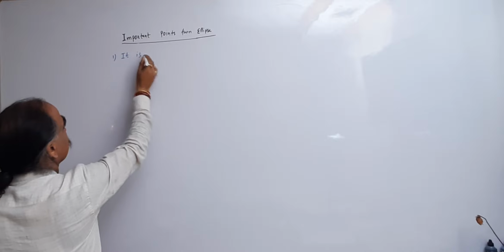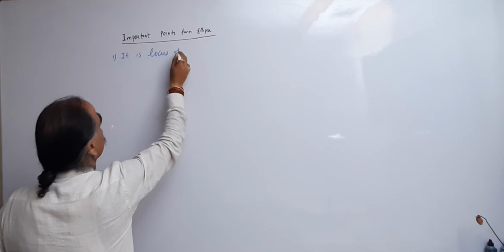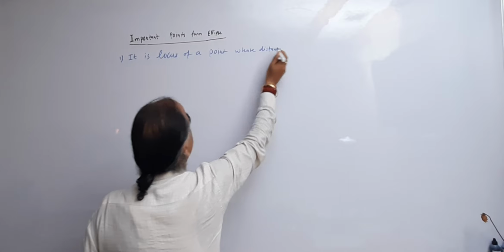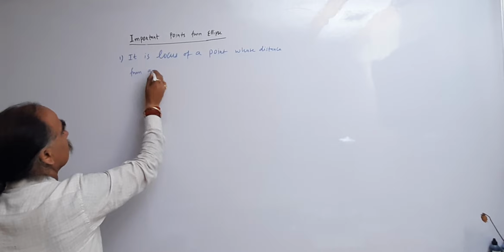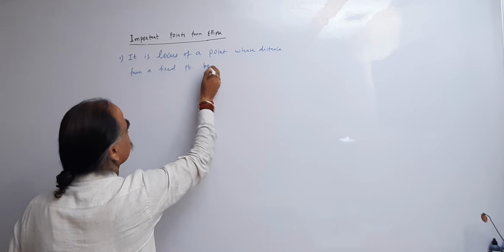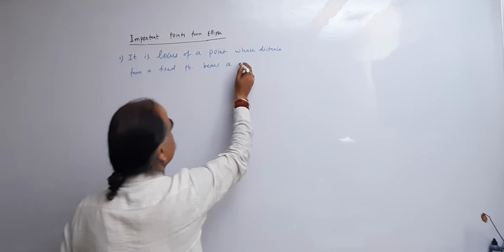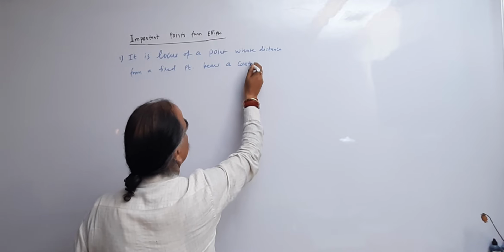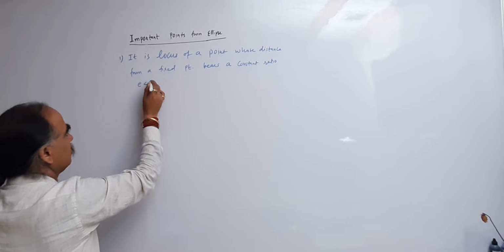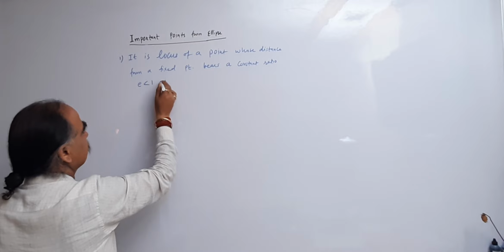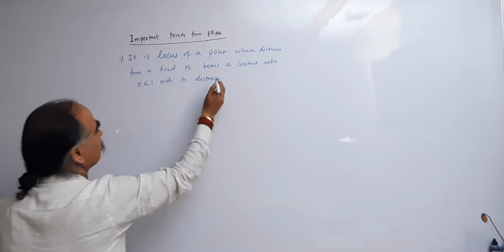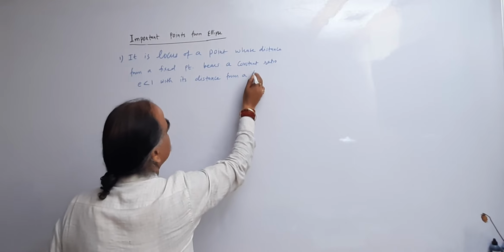It is the locus of a point whose distance from a fixed point bears a constant ratio, e less than 1, with its distance from a fixed line.